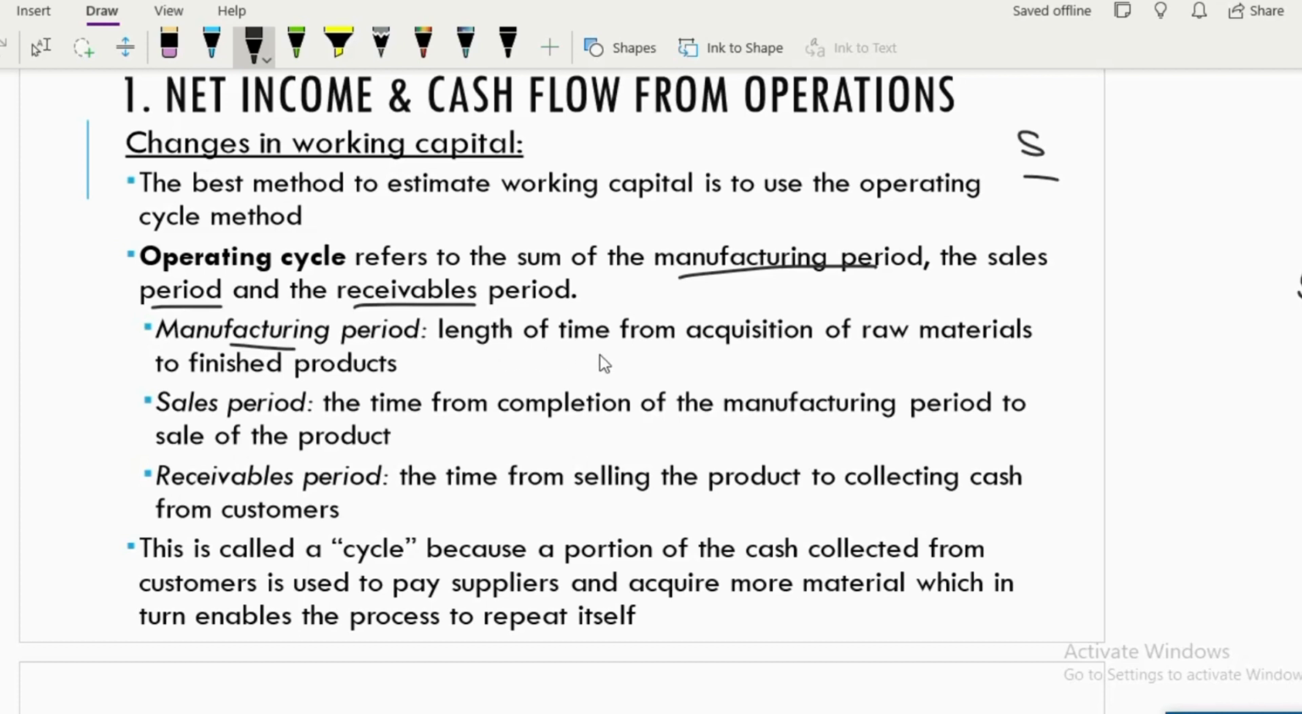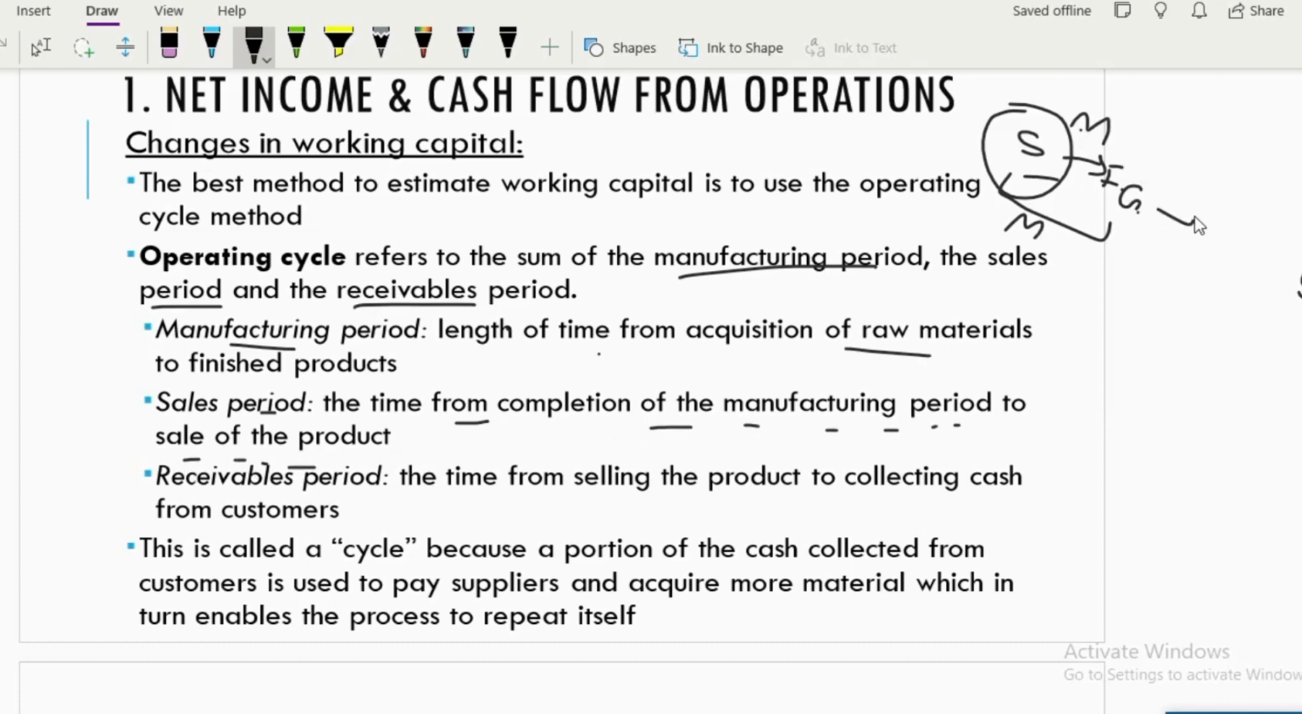This is the length of time from the acquisition of the raw material. When you start your operation, you purchase the material, right? You acquire the material, and then you convert this material into the finished goods, which is the part of inventory. So this is your manufacturing cycle. Then this finished goods inventory is sold out. So the sales period is the time from the completion of the manufacturing period to the sales of this product.